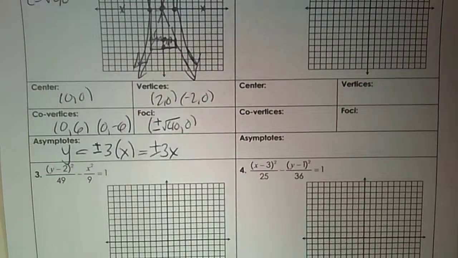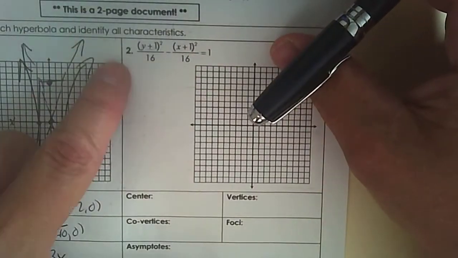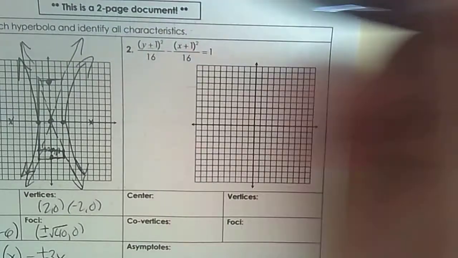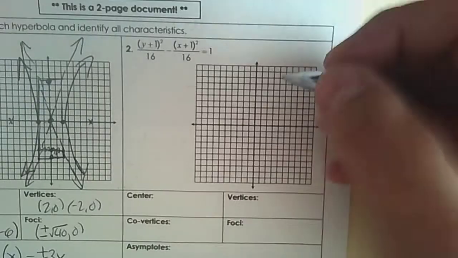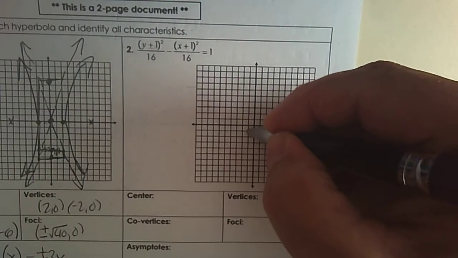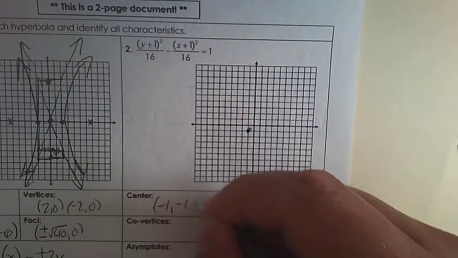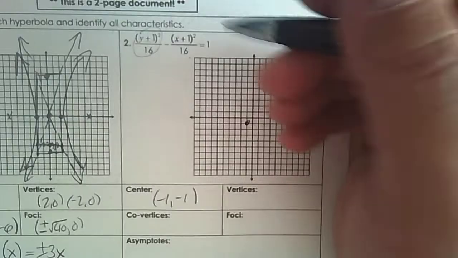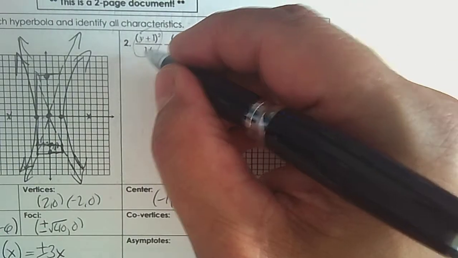Number 2, are you willing to try it yet? Okay, so here, try it, and then I'll do it. The first thing I noticed is that the center is at negative 1, negative 1. Did you get that correct? Okay, you did. Next, it's also a vertical. Now notice the denominators are equal. That's okay. I'm looking for the positive one. So our A and our B is 4.